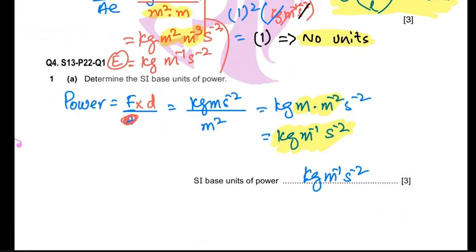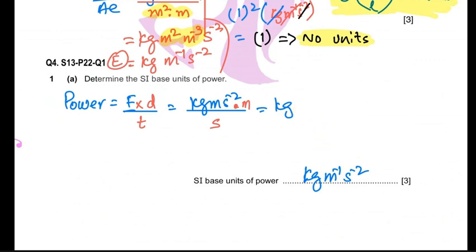Upon time. Work done upon time. Force into distance upon time, right? Force is kg m s^-2. Distance is meters. Time will be in seconds. So just simplifying it, it will be kg m^2.